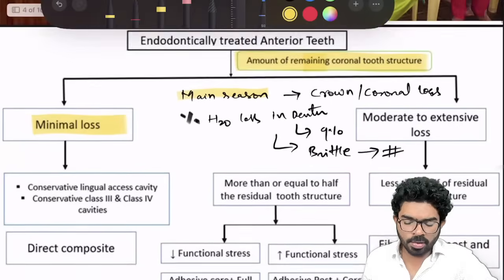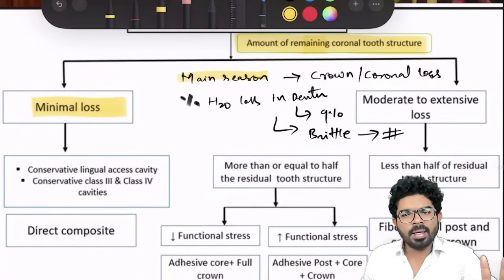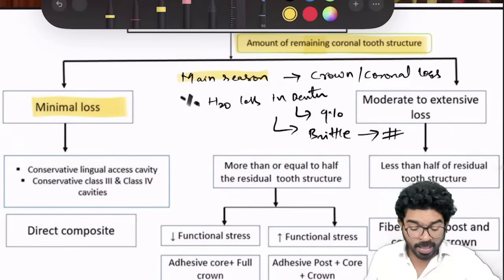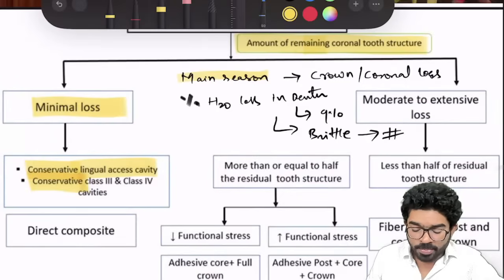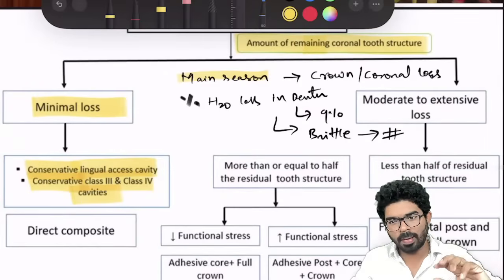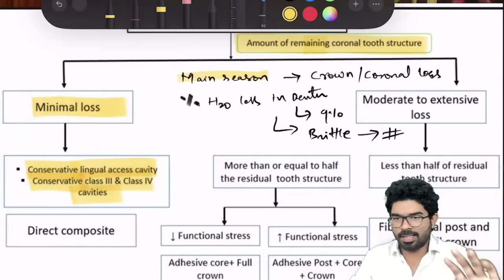For example, without any trauma, there is a discoloration for which I'm going for RCT. So there is no crown loss by dental caries or trauma. I'm going to prepare a conservative access opening, a conservative lingual access opening, or conservatively a class 3 or class 4 cavity. It means I don't want a direct access. Normally, the definition of access opening is providing direct access from the coronal reference point to the apical point. That is a straight line access basically.